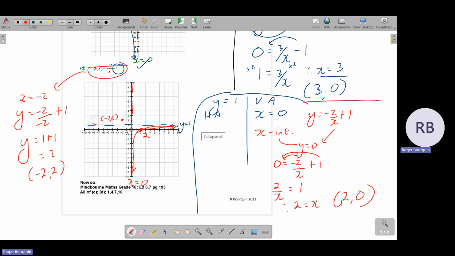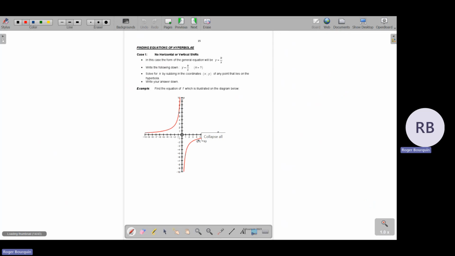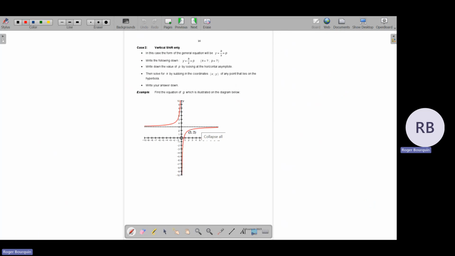But the most important thing is in this quadrant, you show that the graph is heading towards the asymptote. And that is the graph of G over B. That's sketching a hyperbola. The next thing we want to look at is this example over here.